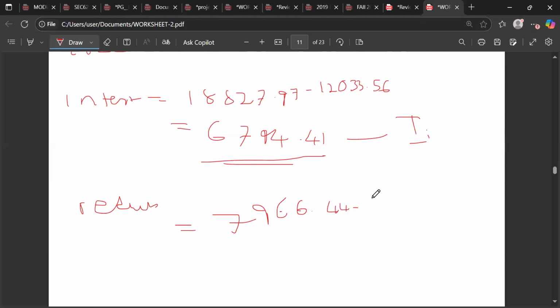796.44 minus 6794.41. So say 8966.44 minus, which also gives us 11,072.03 as the amount we're saving in interest terms. So we're saving 1,172.03. That's the reduction in interest payments.